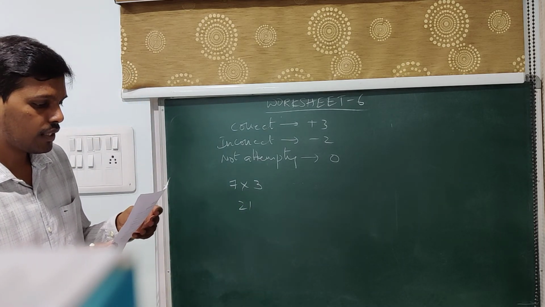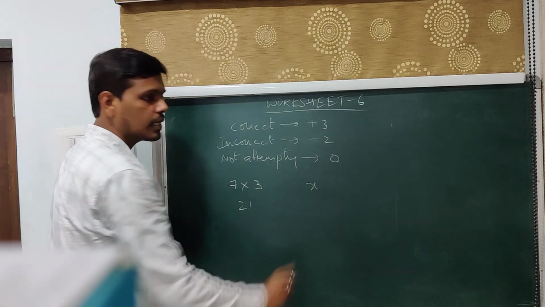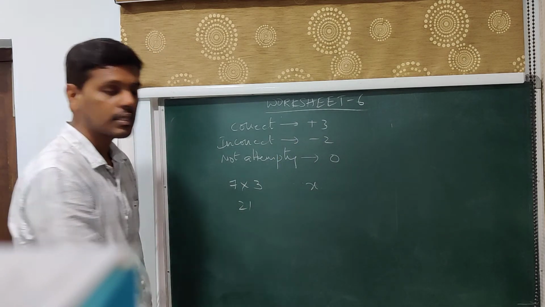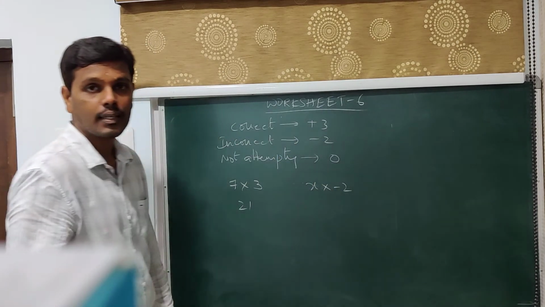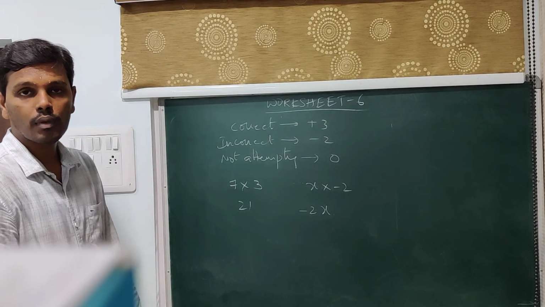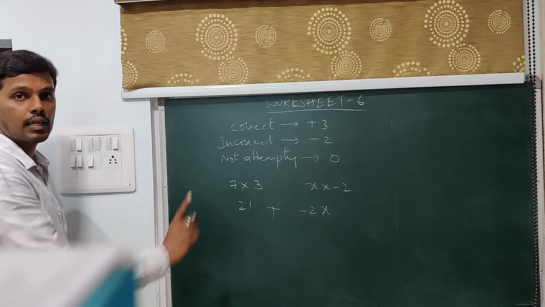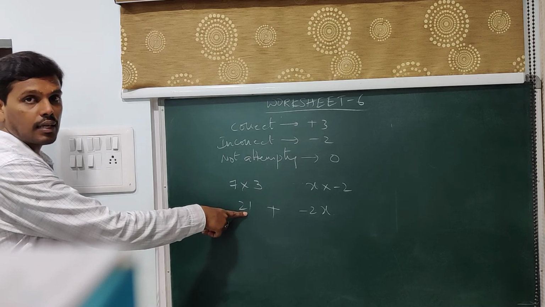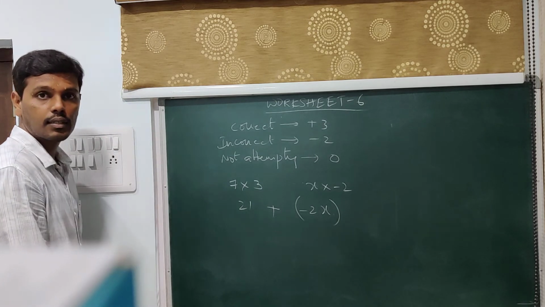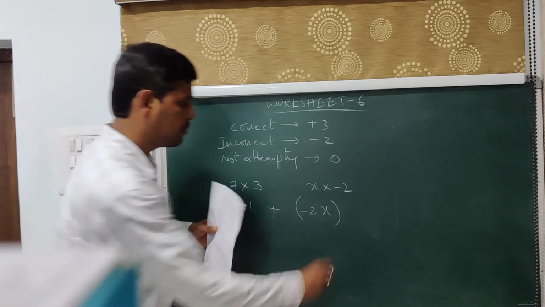Next, we don't know how many incorrect answers she has attempted. Let us assume that the number of incorrect answers she has attempted is some x. For one incorrect answer she will get minus 2 marks. For x incorrect answers, x into minus 2, which is minus 2x. Now the total marks she has scored in the exam is the summation of the marks obtained on correct answers and incorrect answers. So this is the total mark that she has obtained in the exam, which is given as minus 5.